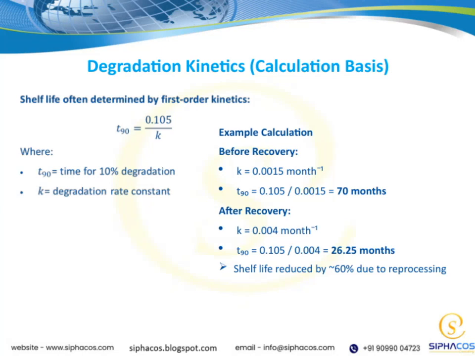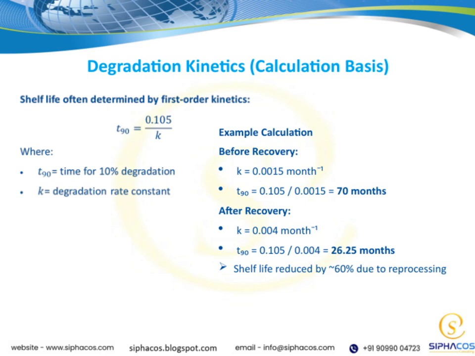Let's walk through this example calculation to understand how degradation kinetics impact shelf life. Before recovery, the degradation rate constant, K, was 0.0015 month inverse. Using that, the time for 90% degradation, T90, is calculated as 0.105 divided by 0.0015, which gives us about 70 months.